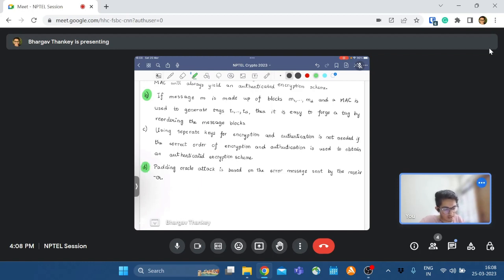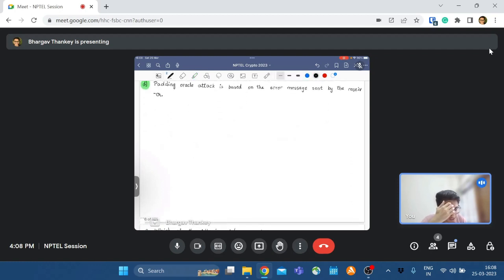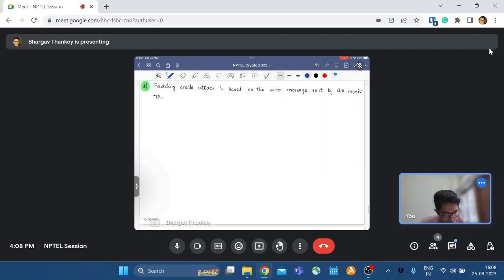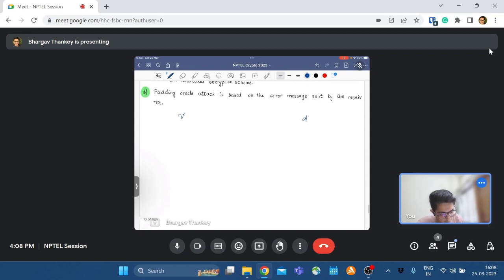So now let's see how, if a message is divided into multiple blocks and we use a MAC to generate tags for them independently, then it's easy to forge a tag by reordering the message blocks. So we'll show that this scheme can be broken, we'll just construct an adversary for this scheme. So we have the verifier and an adversary. And as usual, the goal of the adversary is to break this MAC scheme. So the verifier first takes a key uniformly at random from the key space.